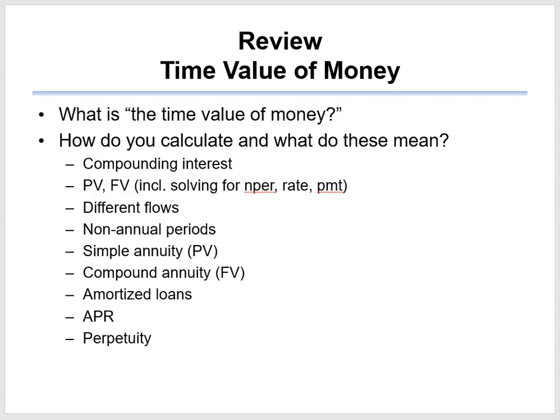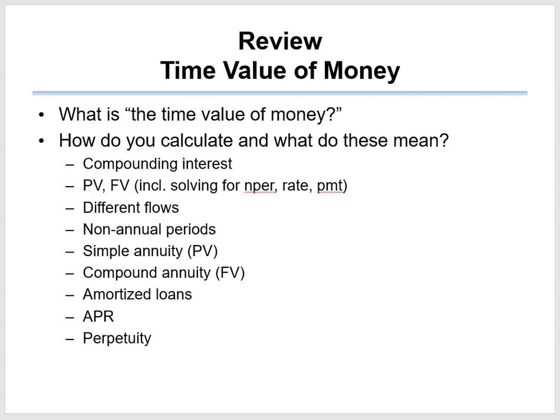Compound annuities are ones that grow, just like compounding interest. But instead of just interest, you're actually putting in more money. So saving $5 a day every day, how high does that grow? Amortized loans are a way to look at the time value of money. You borrow money and you have to pay it back. We'll talk more about that in the next slide.